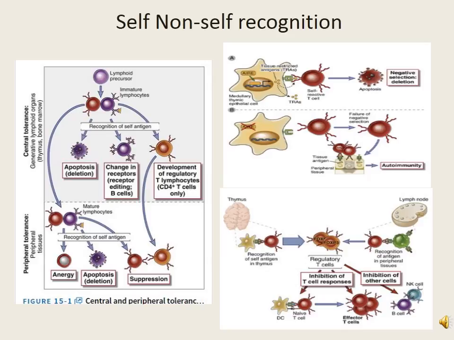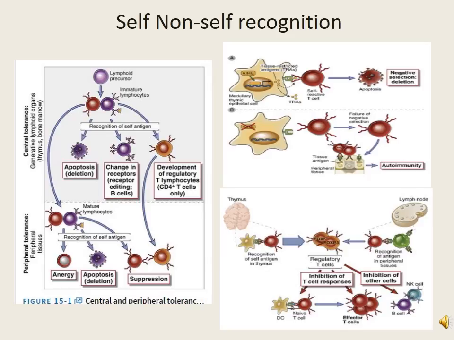Okay, when an immature lymphocyte that expresses a receptor for a specific antigen interacts with a self-antigen at that step, that immature lymphocyte will go on to either apoptosis, that is, it will be deleted, or, if it is a B cell, there is a change in the B cell receptor to become a receptor that is not specific to self protein. Or the T cells will develop into the cell that we call the regulatory T cell or Treg, the naturally occurring Treg.